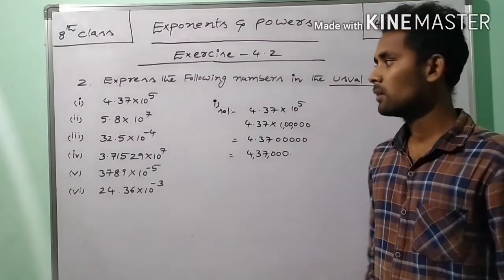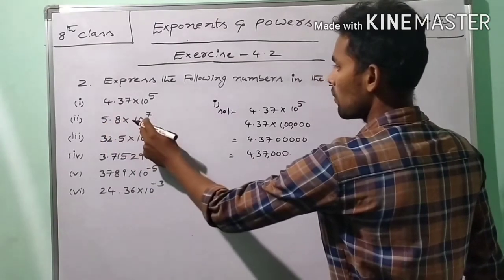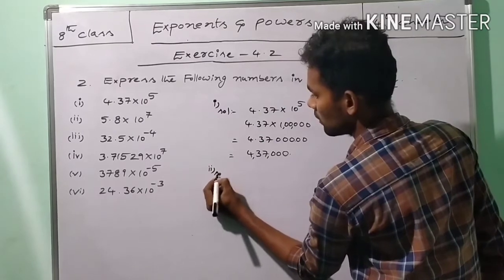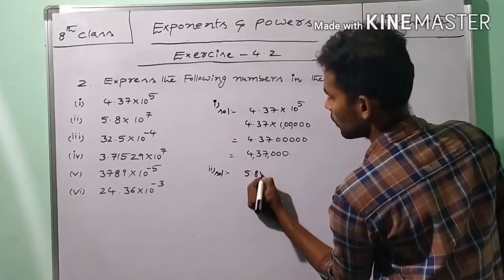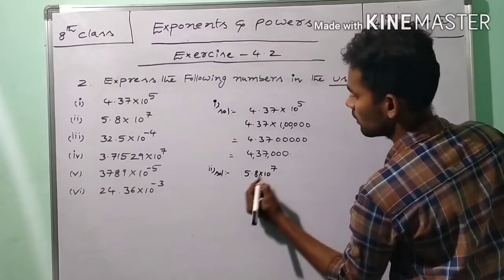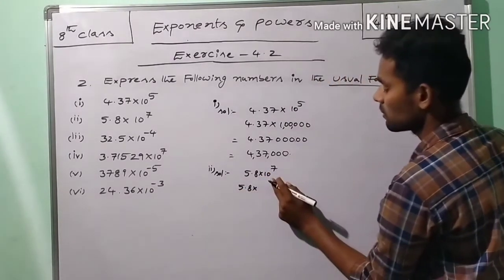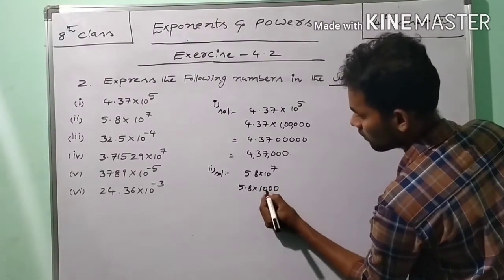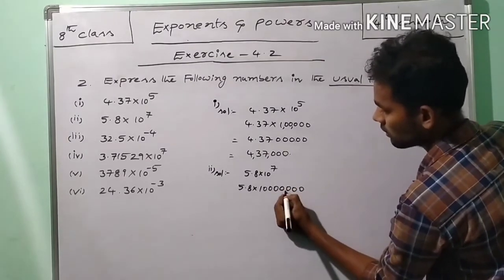Second question. 5.8 into 10 to the power of 7. Second question solution. 5.8 into 10 to the power of 7 can be written as 7 zeros: 1, 2, 3, 4, 5, 6, 7.